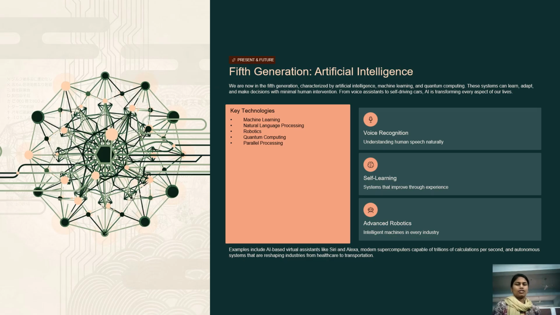Next is fifth generation, based on artificial intelligence. This generation is going on at present and will continue in future. Focus is on machine learning, robotics, and natural language processing. Computers can understand speech and learn from data. Used in virtual assistants, robotics, and smart systems. Research in quantum computing is ongoing. Fifth generation computers aim to make machines think and act like humans.